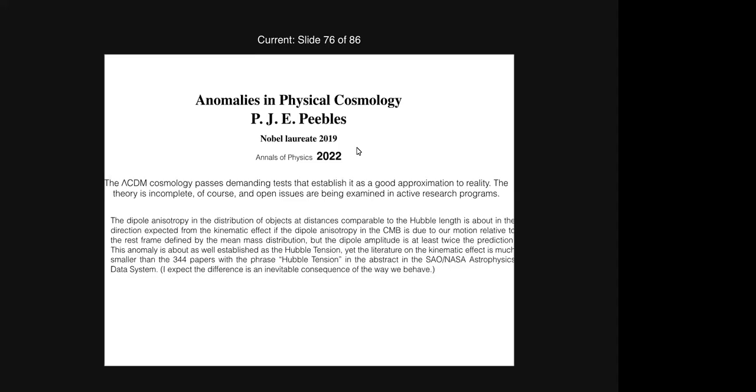The anomaly is about as well established as the Hubble tension, yet the literature on the kinematic effect is much smaller than the 344 papers. Now it's more than 1,000 with the phrase Hubble tension in the abstract. So then it just goes on, the same practice. It's quite well established. Well, I leave you with that and let you find a solution to this anomaly.